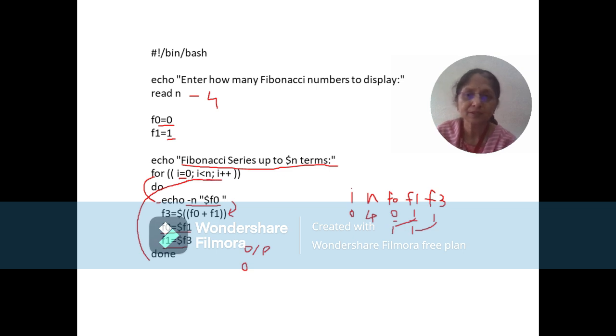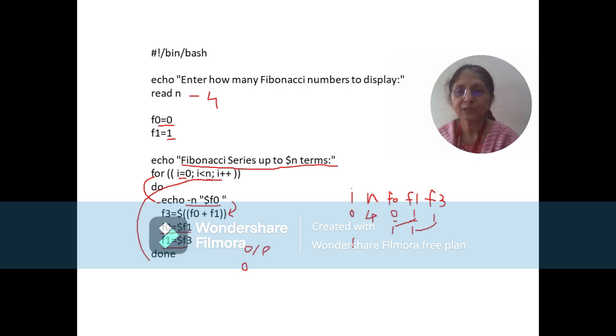I plus plus. What was the value of I? 0. Now what is the new value of I? 1. Is 1 less than 4? Yes. So the control comes down, and now we are echoing the next number. What is the next number? What has F0 become? 1.